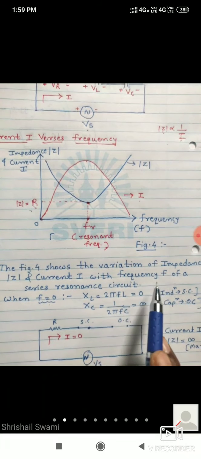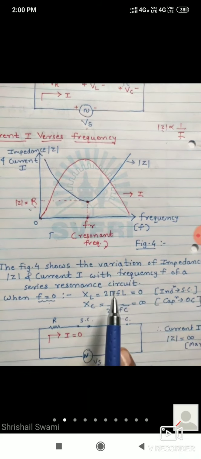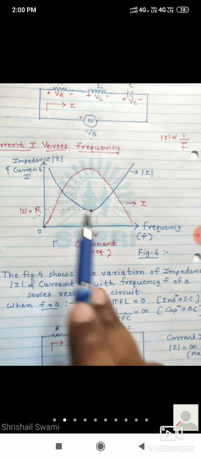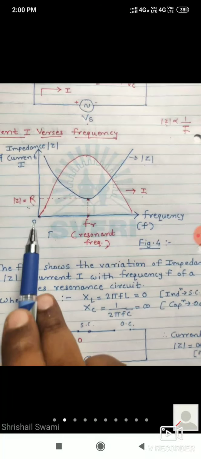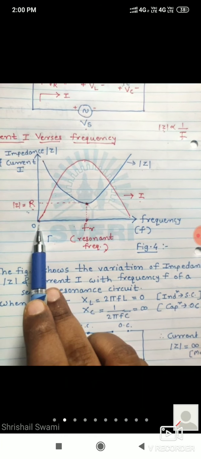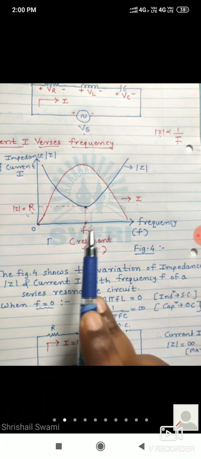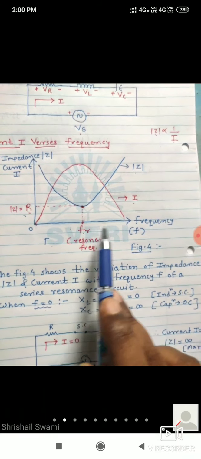I with respect to frequency f of a series resonance circuit. So this graph shows the variation of impedance and current with respect to frequency. So we will divide it: when frequency f is equal to 0, when frequency is equal to fr, that is resonant frequency, and when frequency is greater than fr.